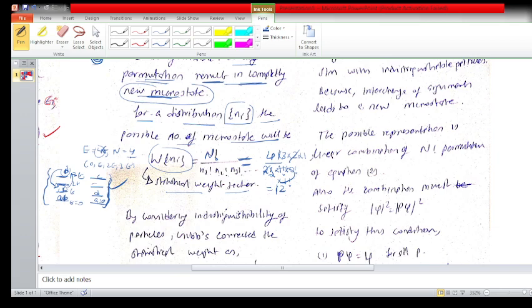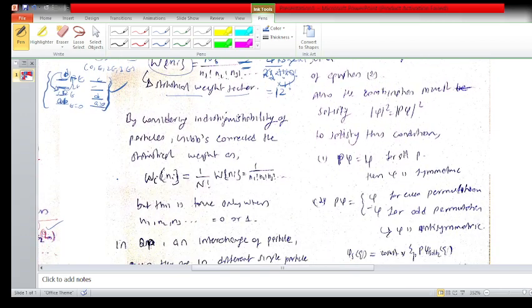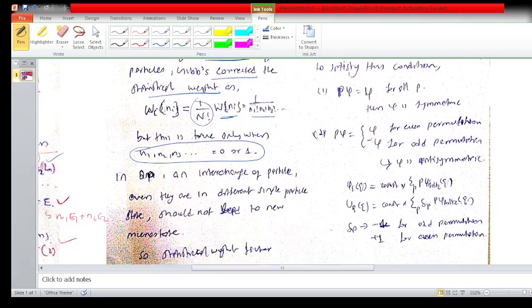Okay, so by considering the indistinguishability of particles, for example, when you consider the quantum picture, where the particles are indistinguishable, Gibbs corrected this statistical weight factor by using a factor of 1 by N factorial times the statistical weight factor of the classical picture. Then that will be nothing but 1 by n1 factorial times n2 factorial times n3 factorial and so on. And this is true only when n1, n2, n3, n4, all those values are either 0 or 1.